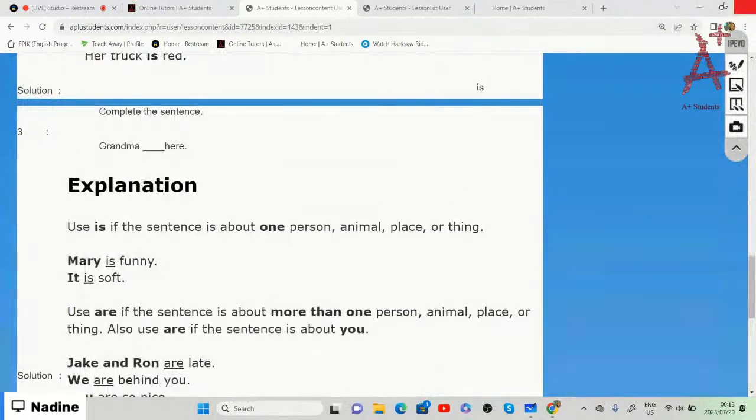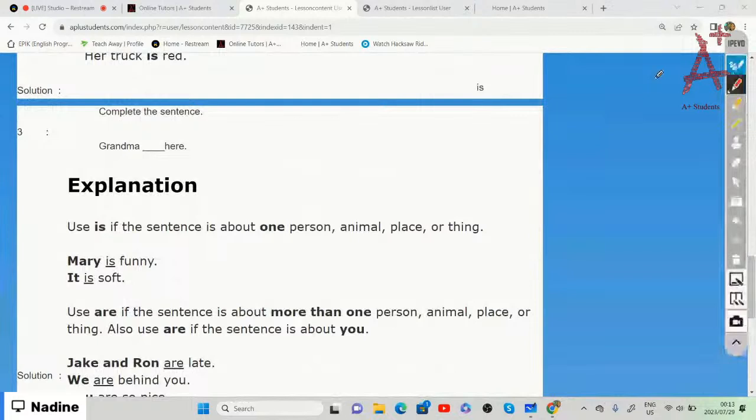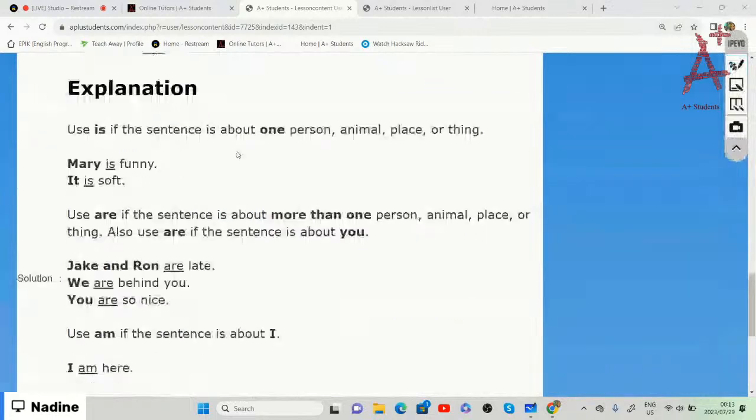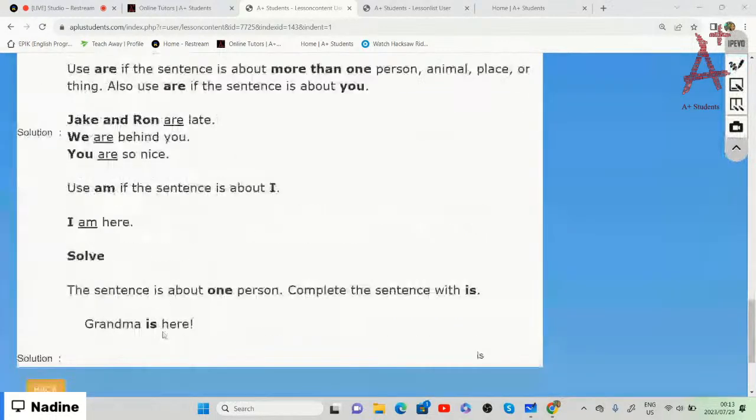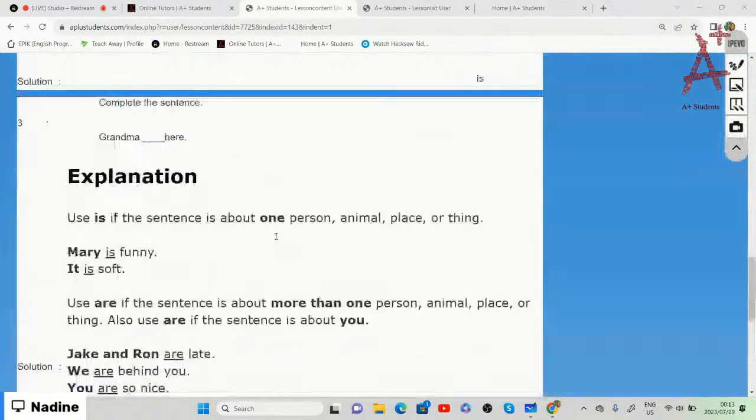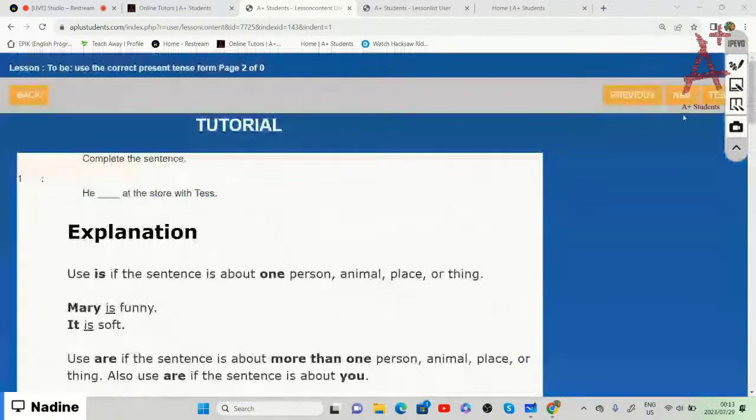Grandma is here. So grandma is here because grandma came alone. Unless we had to say my grandparents, and then we were going to say are. But in this case, we only say is because we're only referring to grandma. So grandma is. All right, here we say grandma is because the sentence refers to one person. All right, let's go to the test.